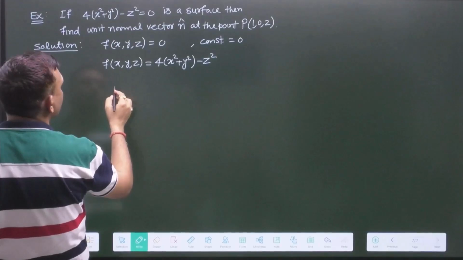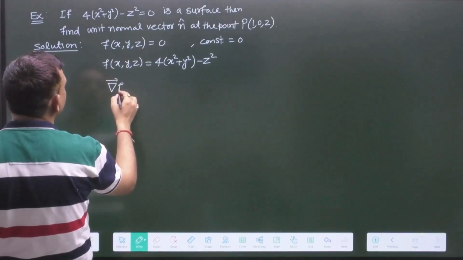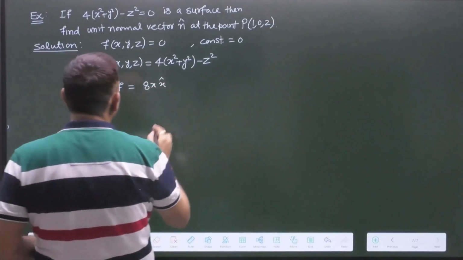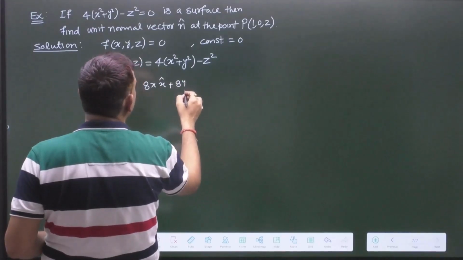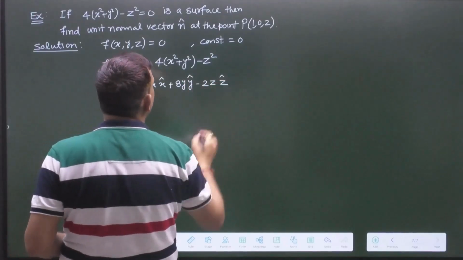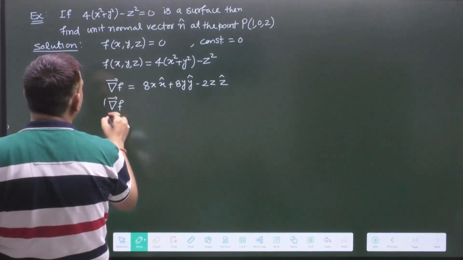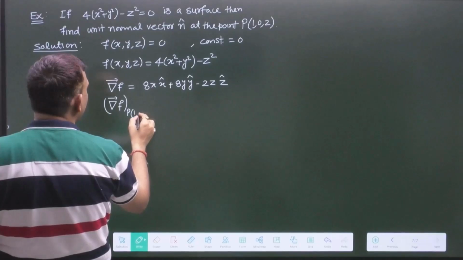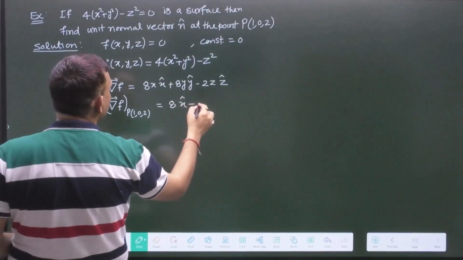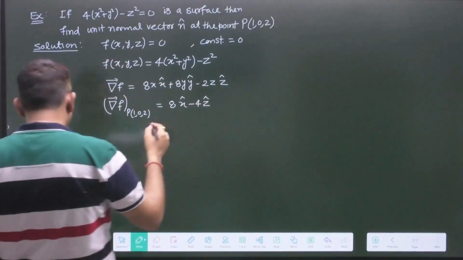So let us first find the gradient of F. This is 8x x cap plus 2y y cap minus 2z z cap. Then the gradient of F at point P (1, 0, 2) is 8x cap minus 4z cap. This is the gradient of F at point P, 8x cap minus 4z cap.